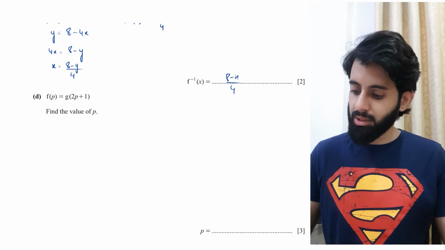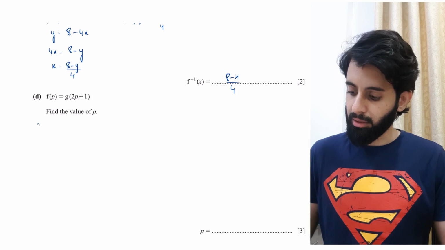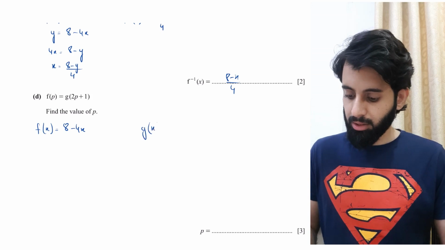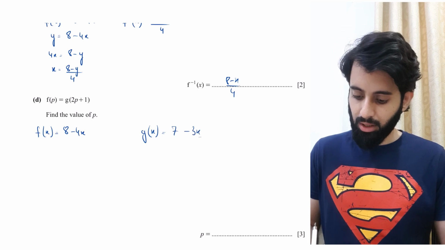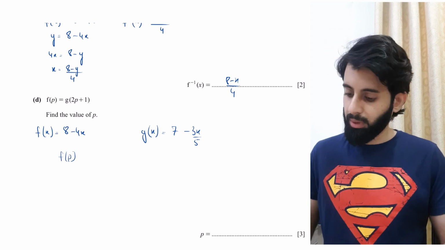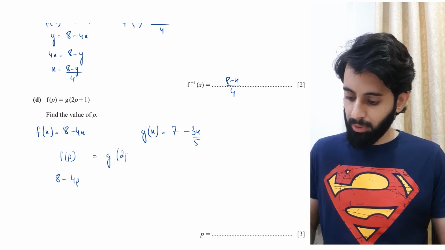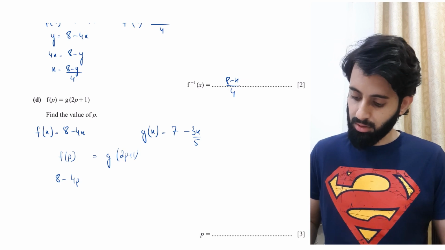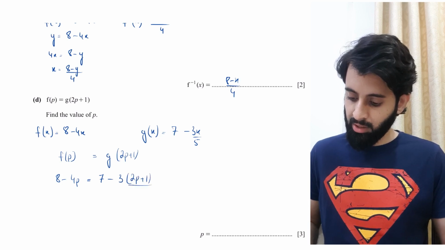Now we're at part D, which says f of p is equal to g of 2p plus 1. Find the value of p. First, let me write down what f of x is: 8 minus 4x. And g of x is (7 minus 3x) upon 5. f of p means I replace x with p, so 8 minus 4p. Since this equals g of 2p plus 1, I replace x in function g with 2p plus 1. So this is equal to (7 minus 3 times (2p plus 1)) upon 5.